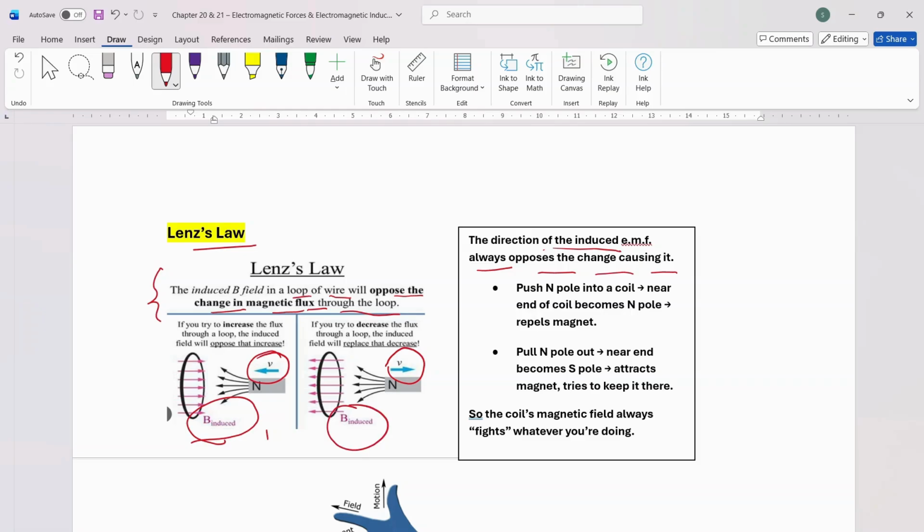So push the N pole into a coil. The near end of the coil becomes an N pole and it will repel the magnet. Pull the N pole out. The near end becomes an S pole, attracts the magnet, and tries to keep it there. So the coil's magnetic field always fights whatever you are doing.